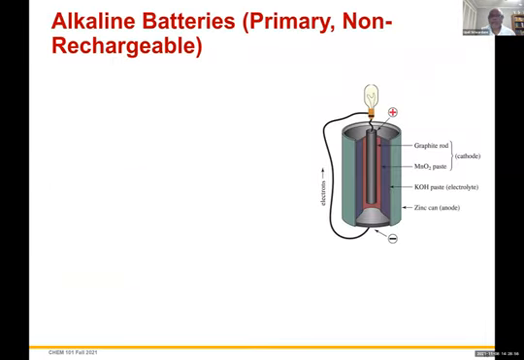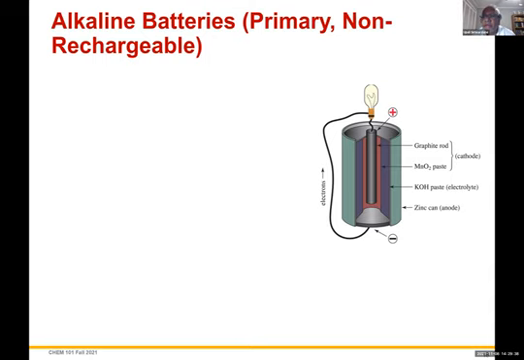Okay, let's look at the alkaline battery. There's MnO2, manganese dioxide, a purple paste. With that, KOH, alkaline is KOH. The zinc coating on the outside of the battery is the anode, where the oxidation takes place.